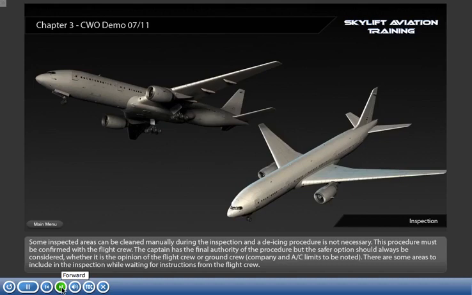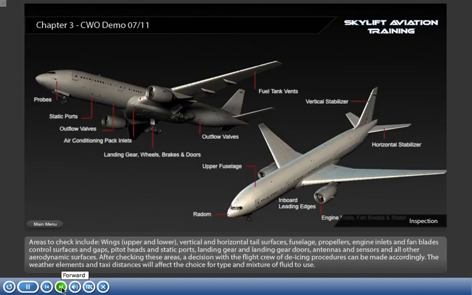There are some areas to include in the inspection while waiting for instructions from the flight crew. Areas to check include wings, upper and lower, vertical and horizontal tail surfaces, fuselage, propellers, engine inlets and fan blades, control surfaces and gaps, pitot heads and static ports, landing gear and landing gear doors, antennas and sensors and all other aerodynamic surfaces. After checking these areas, a decision with the flight crew of de-icing procedures can be made accordingly.